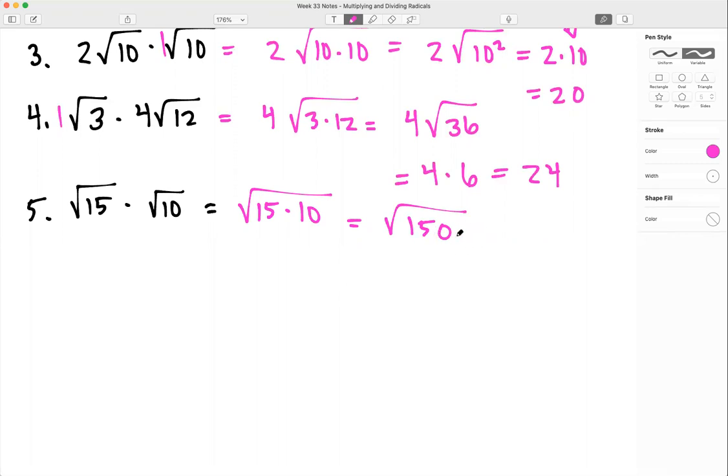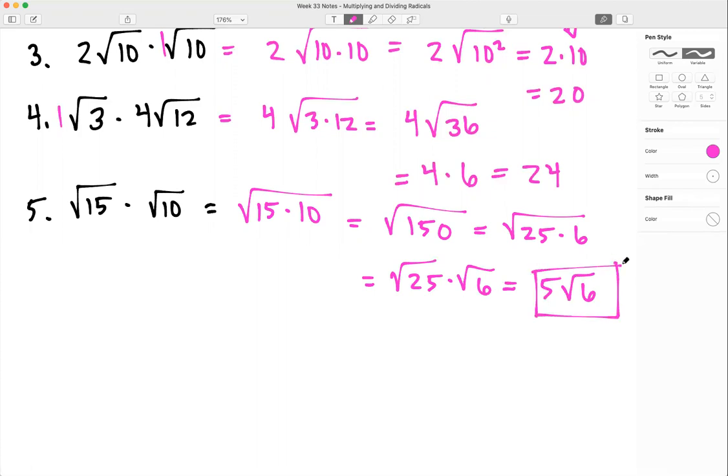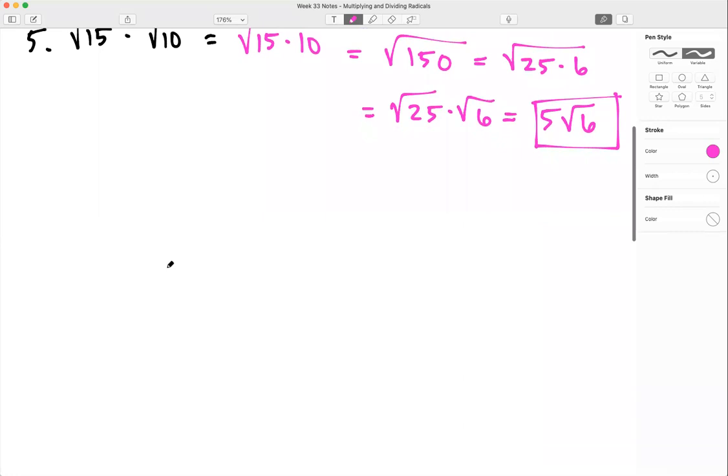Now, 150, as we know, is not a perfect square, if you look at your chart. So what perfect square goes into it? Well, that would be 25. 25 times 6. And then you take the square root of 25, and you got 5 from that. 5 square roots of 6, because you can't simplify square root of 6 anymore. So there's your answer.